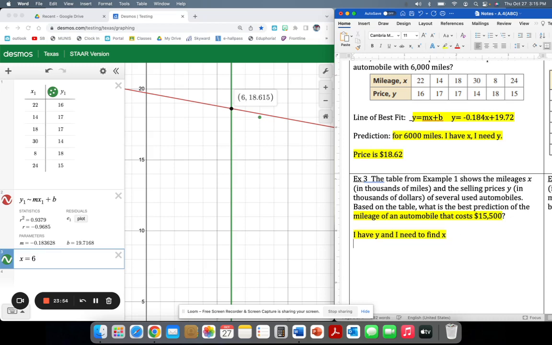So you have to pay attention, which one do you have? I have the y, I need to find the x. Y is 15,500, and remember, we are not writing as thousand, so it should be 15.5. So y is 15.5. How did I figure that out? Simple. 15,500 divided by 1,000, because I was not writing as thousands.